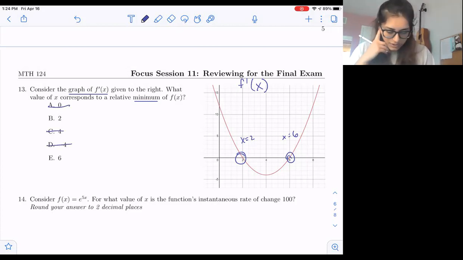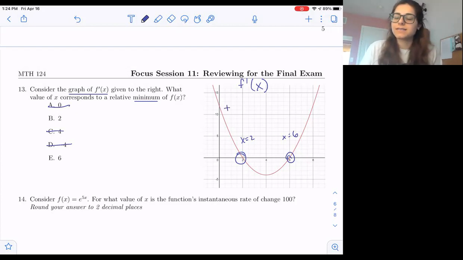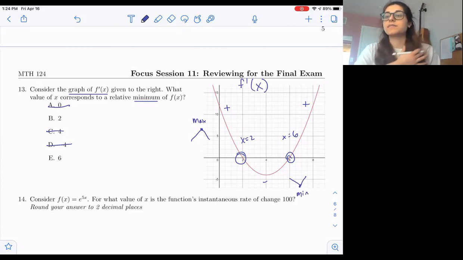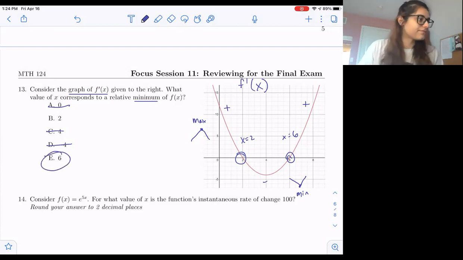All right, so cool. Now we have a 50-50 chance. We want to find the minimum. Again, we can use the first derivative rule. When it's above the x-axis, the slope is positive. When it's below the x-axis, the slope is negative. If we're going up, then going down, we have a maximum. If we're going down, then going up, we have a minimum. So we're looking for the minimum, that's going to be at x equals 6, because our slope is going down, and then at 6, it changes to going up. So E, yep.